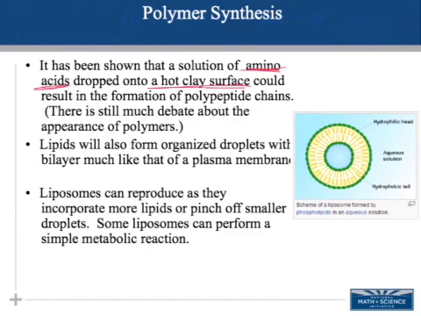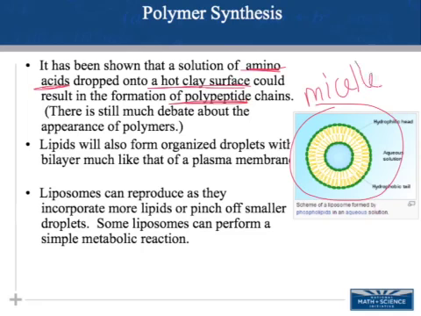Those can form polypeptide chains. Okay? Lipids also can form droplets, so they can form these more organized things that are sometimes called a micelle, which are basically just these droplets of lipids that will organize themselves so that they have their hydrophilic portions pointing out towards the water and their hydrophobic portions in the middle, very similar to a phospholipid bilayer.